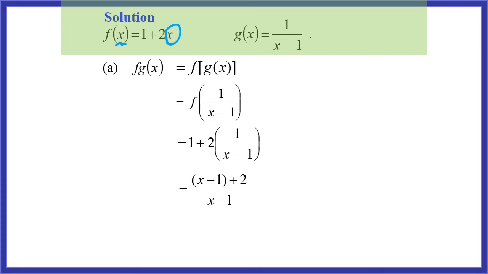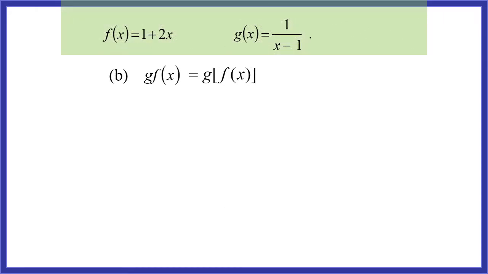Find the common denominator. We have 1 plus 2 over x minus 1. So this is 1 over 1. To find the common denominator, we just cross multiply. At the bottom we have 1 multiplied by x minus 1. At the top, on the left side, we have x minus 1. On the right side, 1 multiplied by 2 is 2. So what we have here is x plus 1 over x minus 1 for f of g(x).